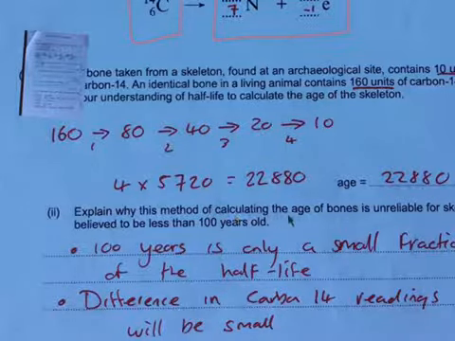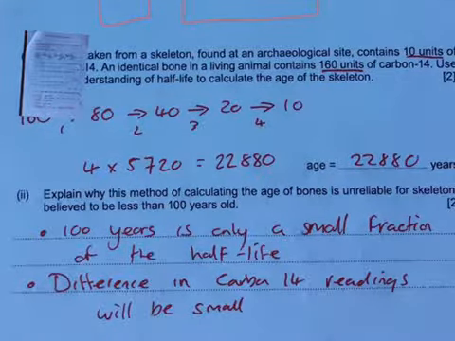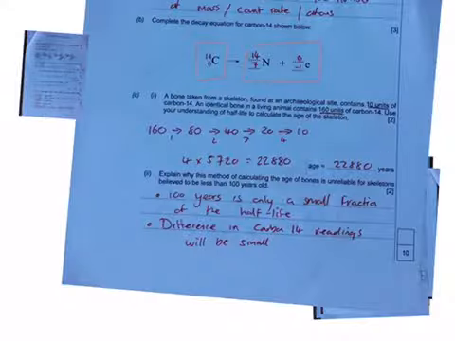Explain why this method of calculating the age of bones is unreliable for skeletons believed to be less than 100 years old. Well, because it's got such a long half-life, 100 years is just a fraction of that. So it's not going to really show much there. So I said 100 years is only a small fraction of the half-life. Difference in carbon-14 readings will be too small to even look at.